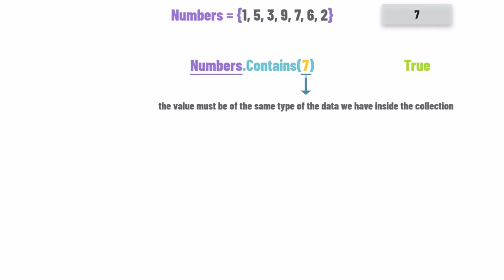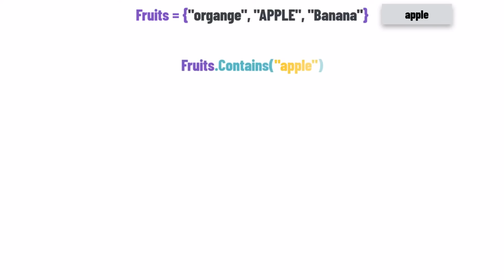Now, let's look at a different example with a list of strings, where each string is the name of a fruit. We want to find out if "apple" is in our list. When we use the Contains method, we see that the result is false. This is because the word "Apple" in our list is in uppercase, but we searched for it in lowercase.